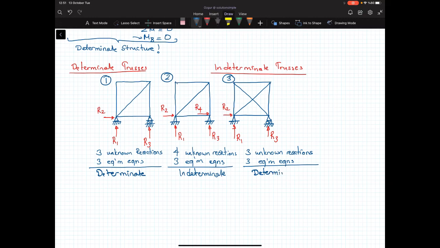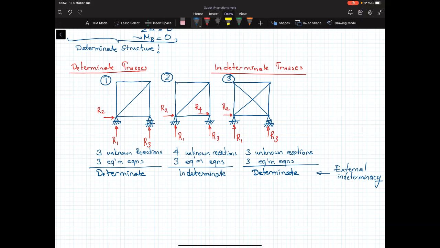So by using the equilibrium equations, I can or cannot determine the support reactions. So we call this external indeterminacy. By using the equilibrium equations, I can determine the support reactions or not. But the second question is, okay, I know the support reactions. Can I calculate the member end forces or the axial forces on each truss member?